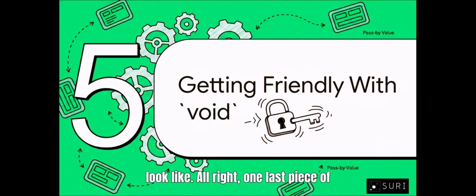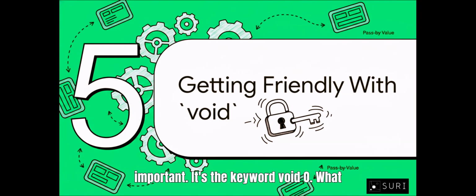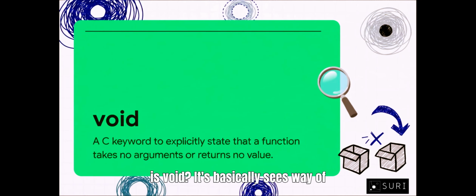All right, one last piece of the C function puzzle we need to talk about. It's simple, but it's super important. It's the keyword void. So what is void? It's basically C's way of saying nothing, or no type. You use it to be super clear to the compiler and to other humans reading your code that a function either returns nothing or it accepts nothing as an argument.